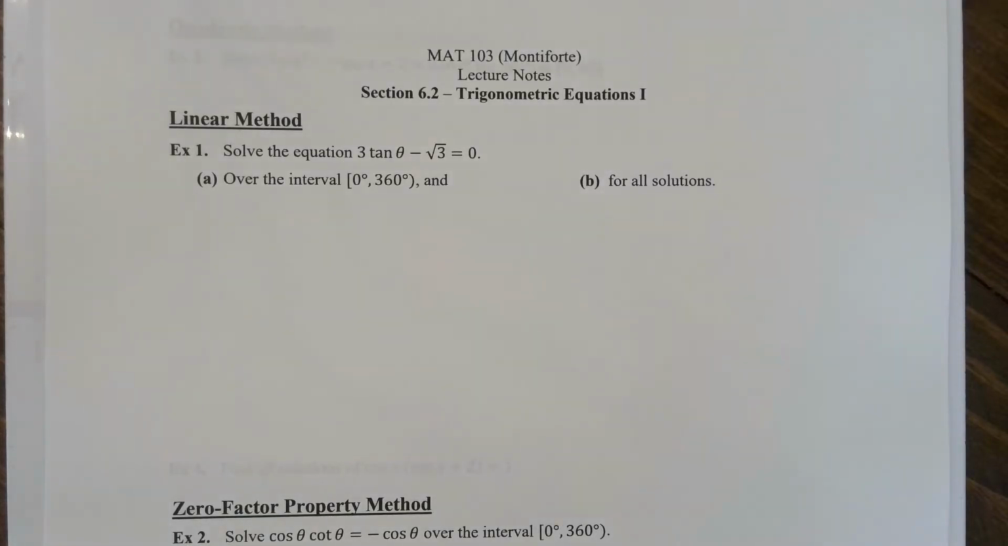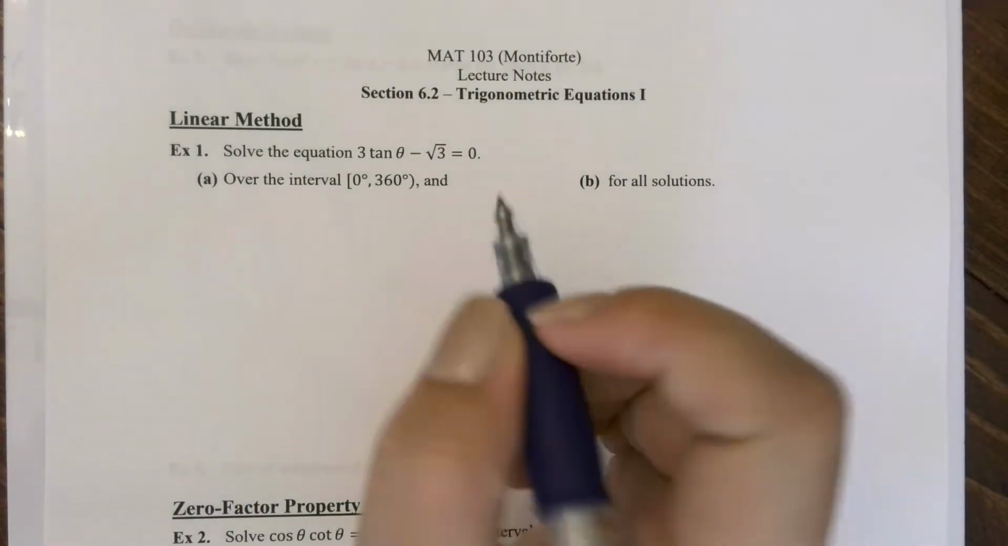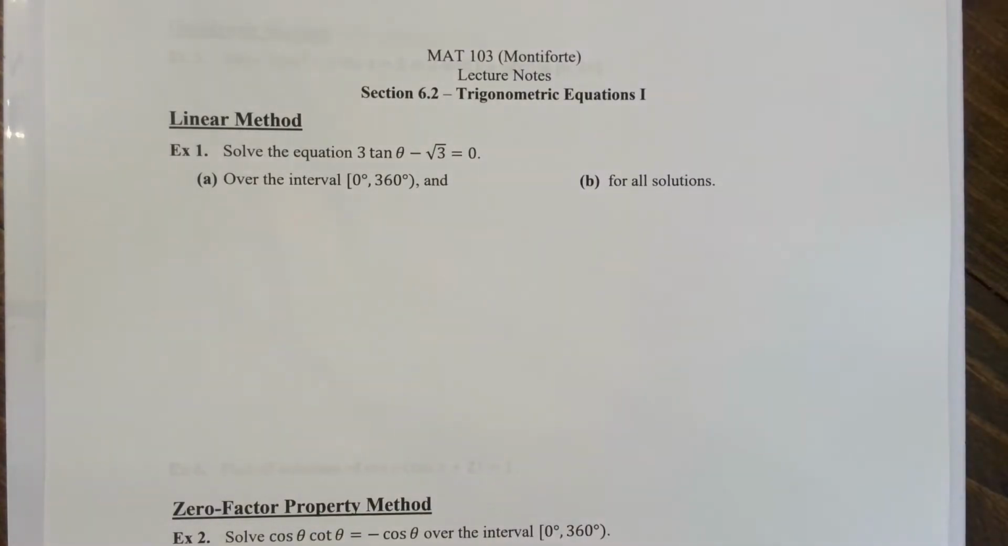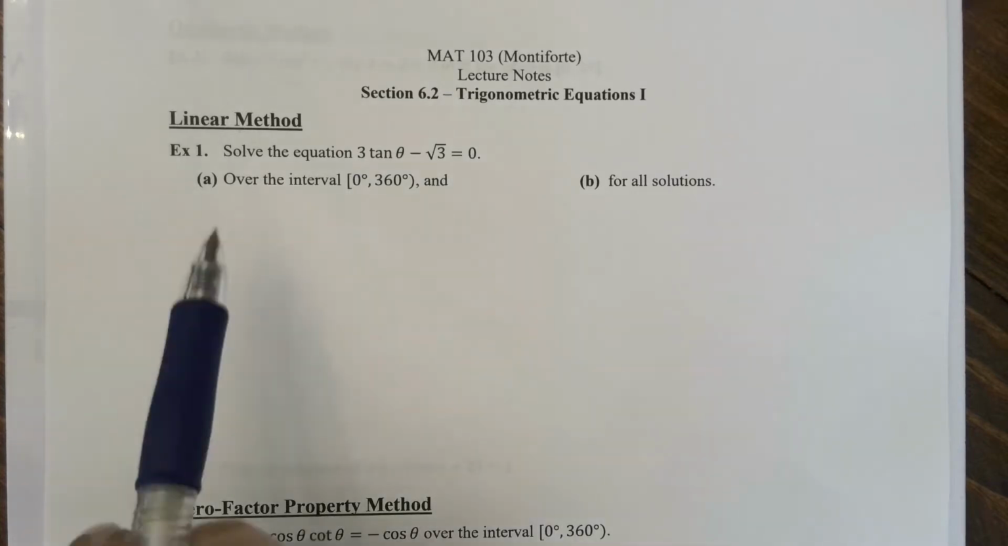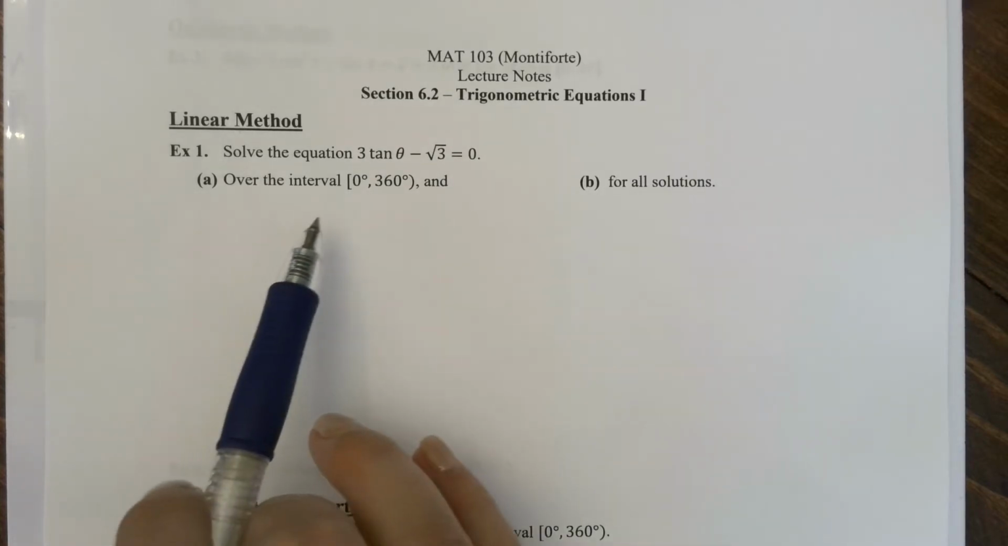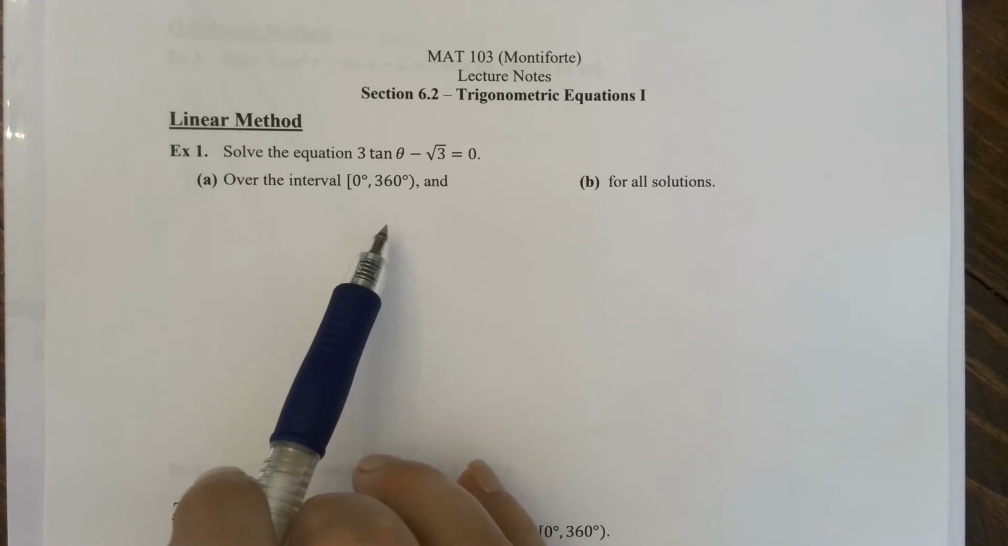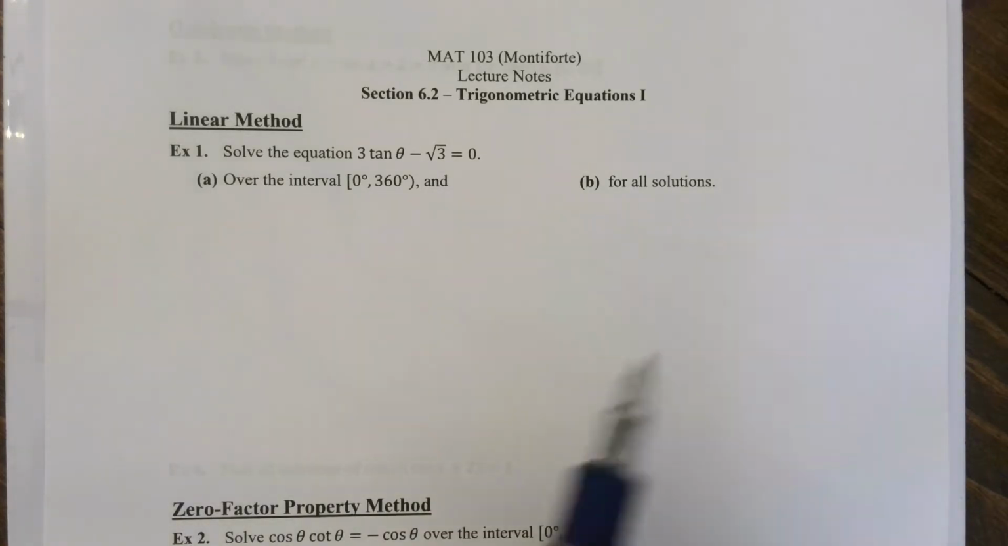6.2 trigonometric equations. So today we're going to talk about solving trigonometric equations. So one method is a linear method. So we want to solve the equation 3 tan theta minus the square root of 3 equals 0. And we're going to solve first over the interval of 0 to 360 degrees, and then for all solutions.